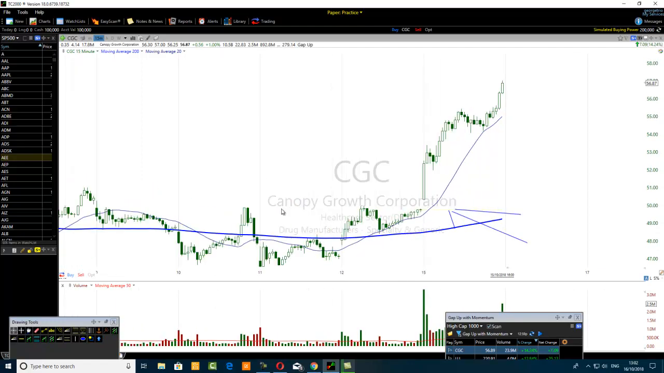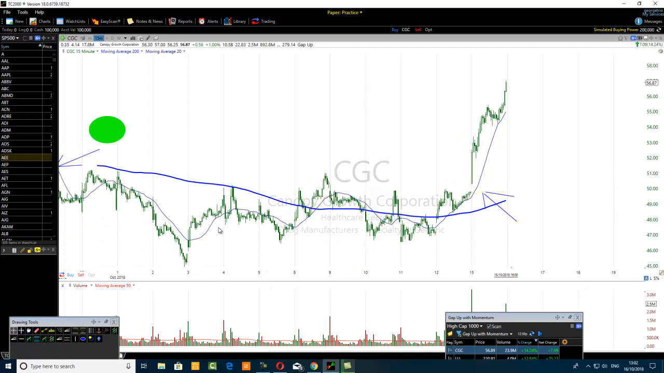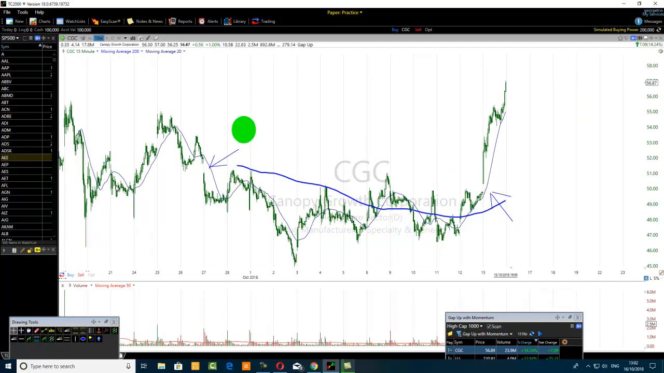By the way, this is Canopy Growth Corporation, ticker CGC. Okay, CGC, Charlie Golf Charlie. All right, gap up all over the place. So some stocks you will notice gap up again, just gapping up, gapping down.